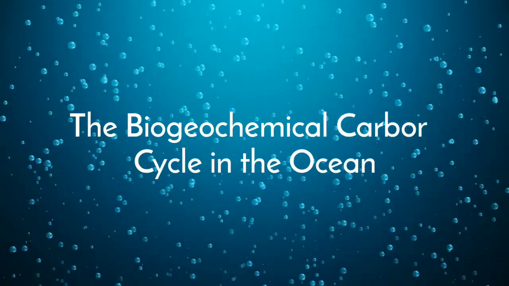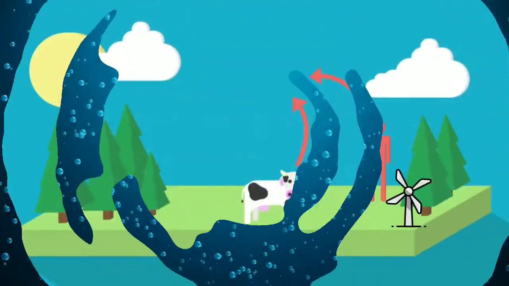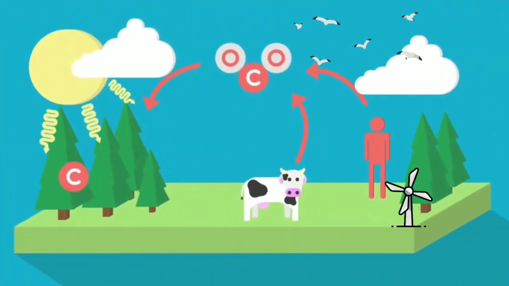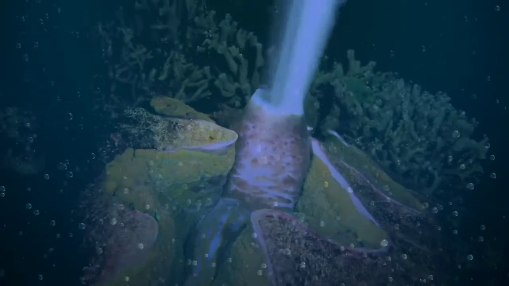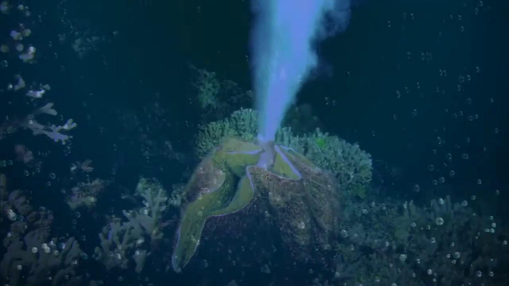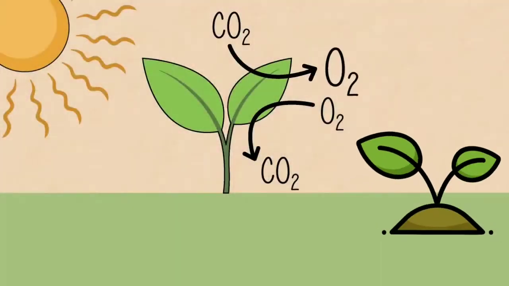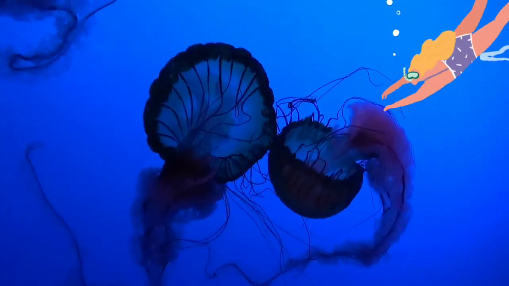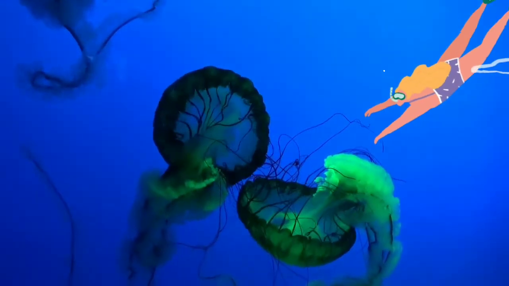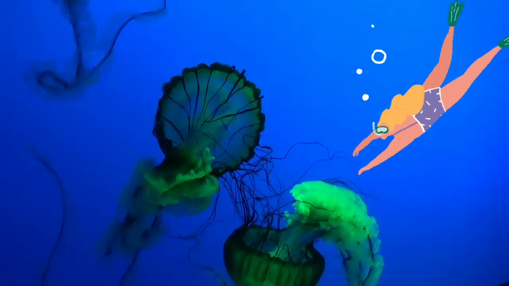The biogeochemical carbon cycle in the ocean. Carbon moves between living things and non-living things from the atmosphere in the form of CO2. Carbon is absorbed by phytoplankton and incorporated into glucose in the process of photosynthesis, which simultaneously produces oxygen. Through photosynthesis, these marine creatures can produce up to 70% of the oxygen that we breathe.